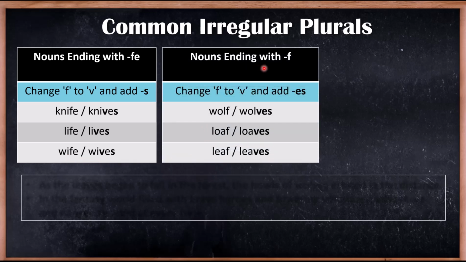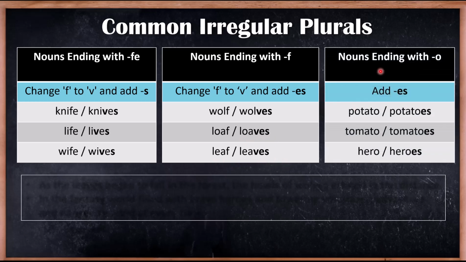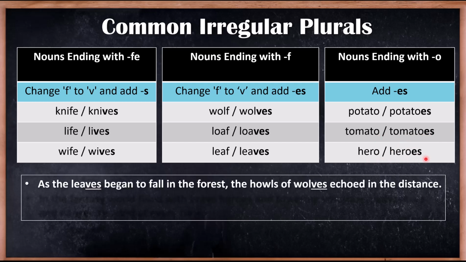And nouns ending with F, we change the F to V and add ES. So wolf becomes wolves. Loaf, like a loaf of bread, becomes loaves. Leaf becomes leaves. And nouns that end with O, we add ES. Potato becomes potatoes. Tomato becomes tomatoes. Hero becomes heroes. So here are some sentence examples.